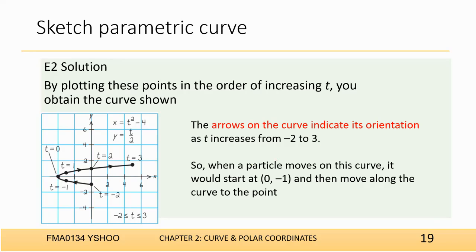So when a particle moves on this curve, it will start at 0, 1 and then move along, and it will end at the last one. So this one is called the initial point. This one is called the terminal point.